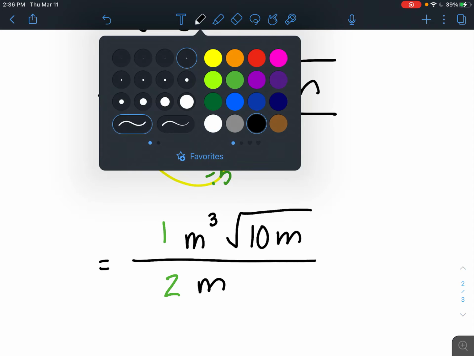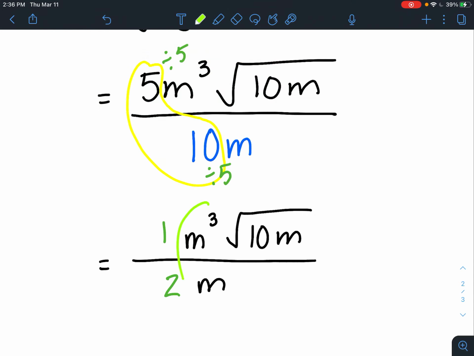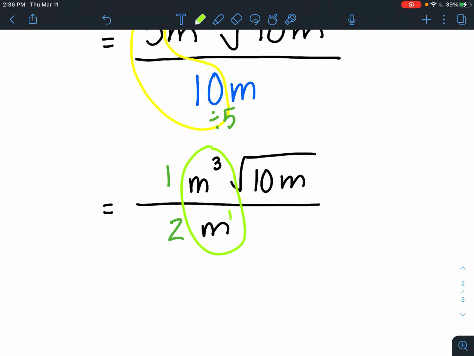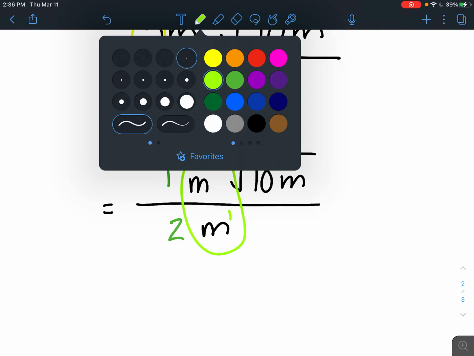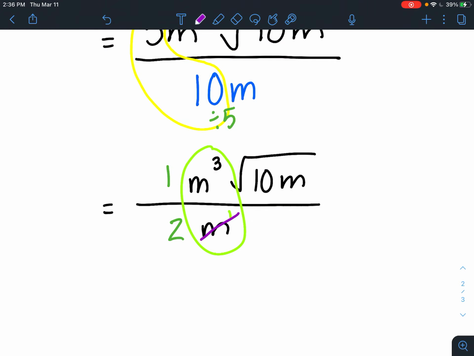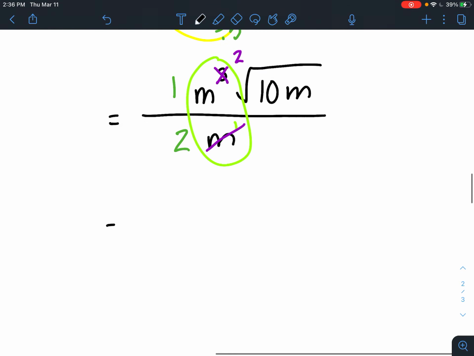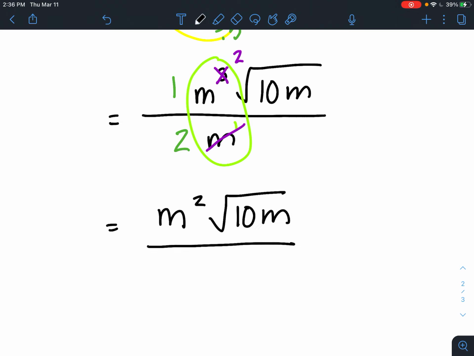And then I have m cubed over m to the first, right? So if I have 3 m's in the top and I take 1 away from the m in the bottom, this is going to become no m's in the bottom, and I'm going to replace this with a 2 exponent instead. So overall, my answer is going to become m squared times the square root of 10m all over 2. So we are going to work on that as our final answer.